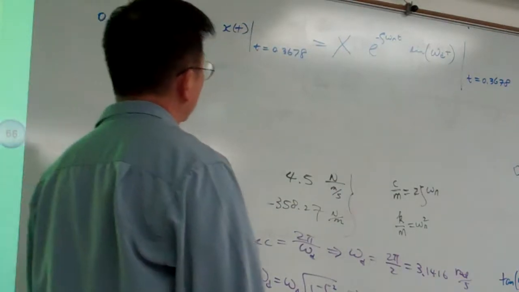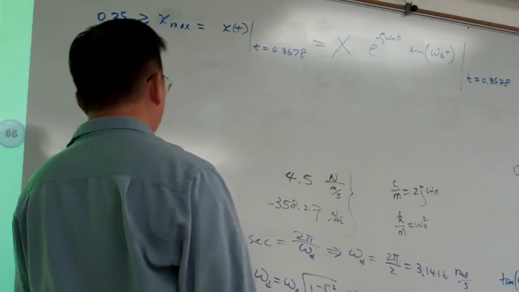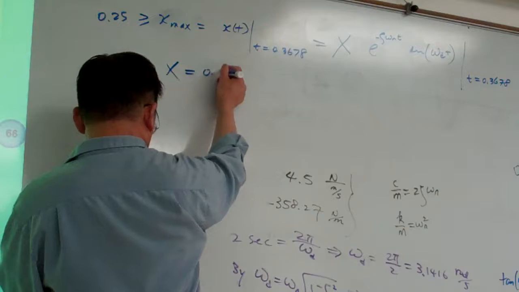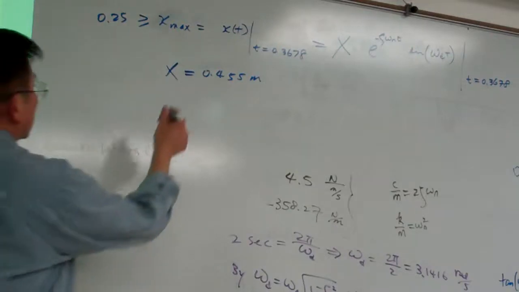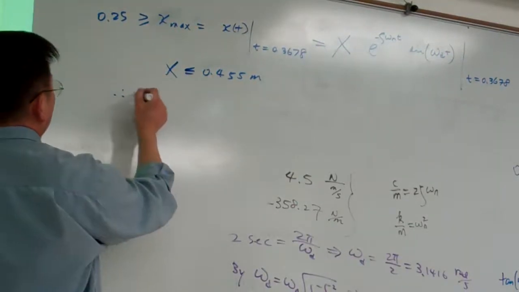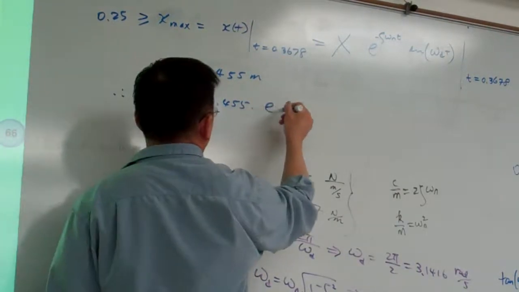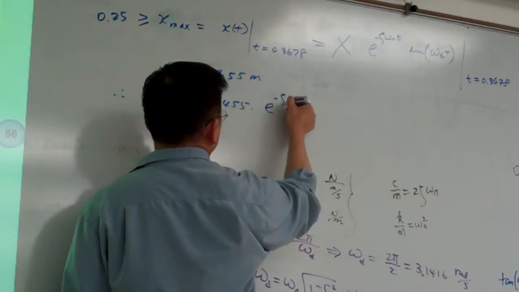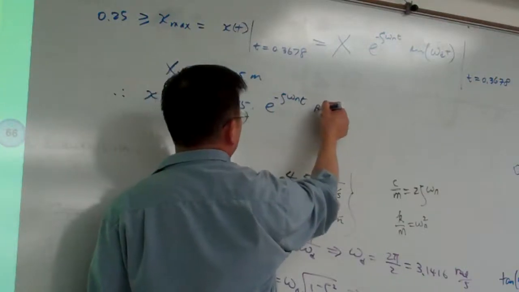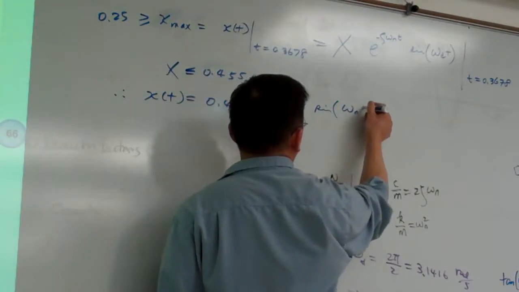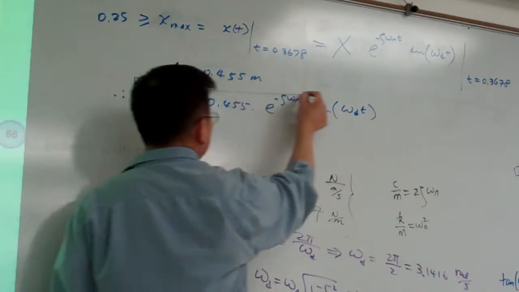Initial velocity. So x, sorry, 0.455 meter. Okay, so therefore the x of t can be expressed by 0.455 times e to the minus damping ratio. If you want to implement, you can implement with our numbers being calculated. Okay. So this is our response.